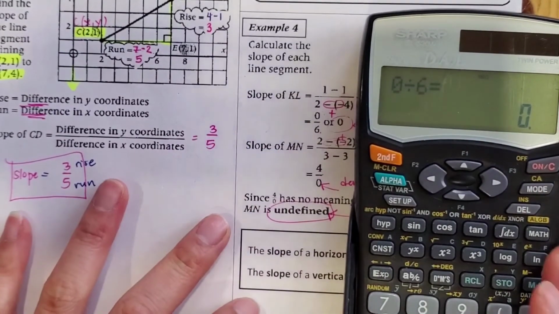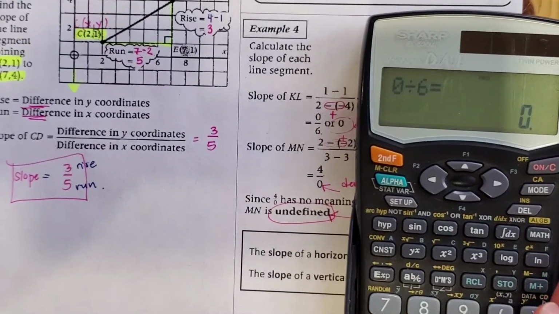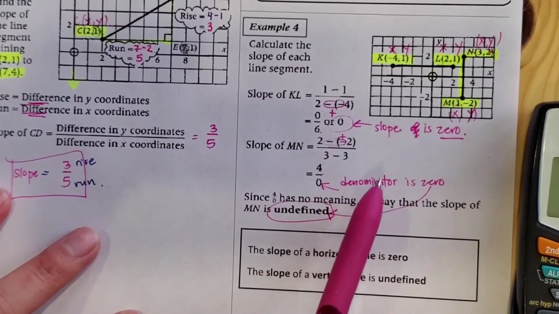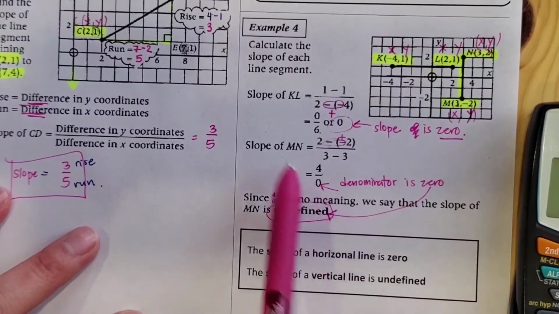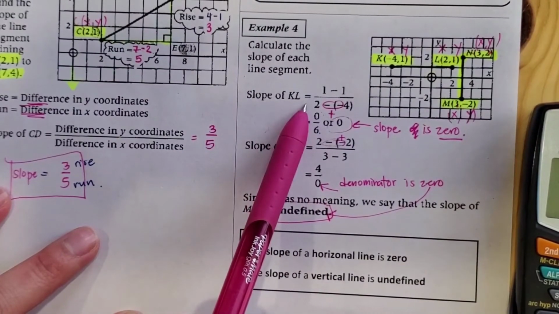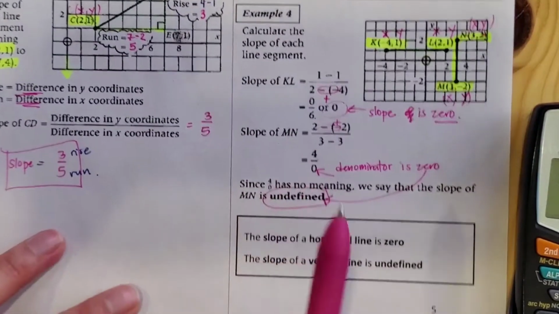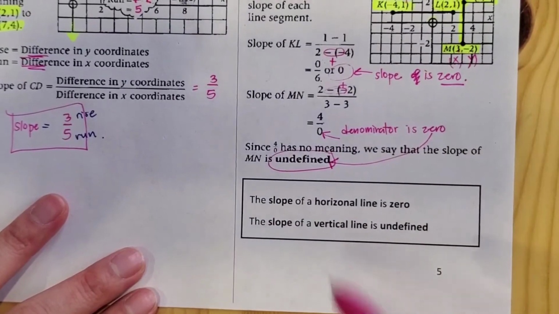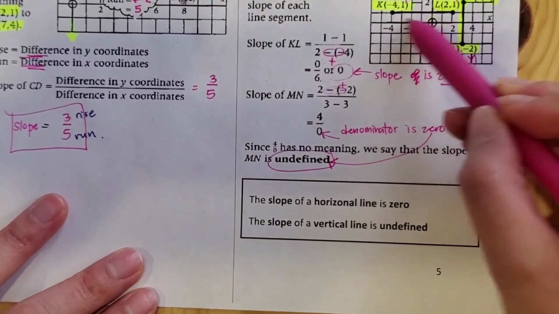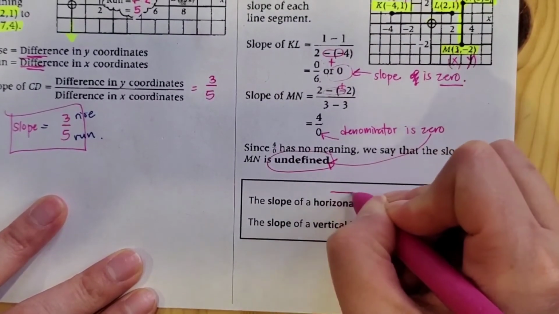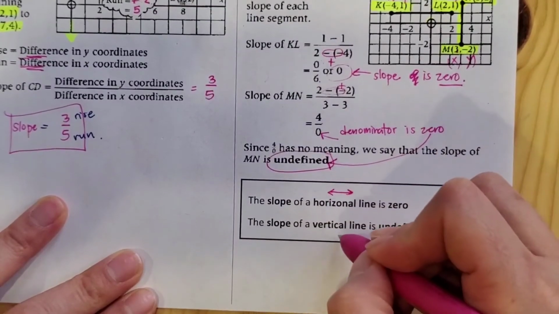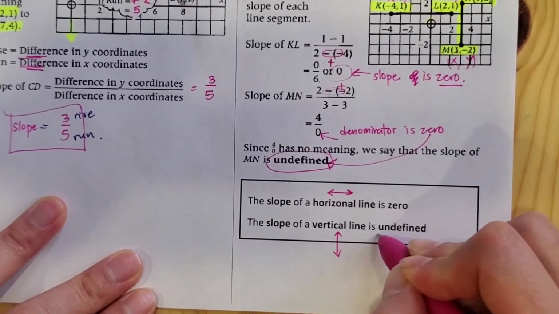So that's how, if you have a calculator, you can test it out if you forget, depending on where the 0 is, whether it's in the numerator or in the denominator. And so it's right here. The slope of a horizontal line is 0, and the slope of a vertical line is undefined.